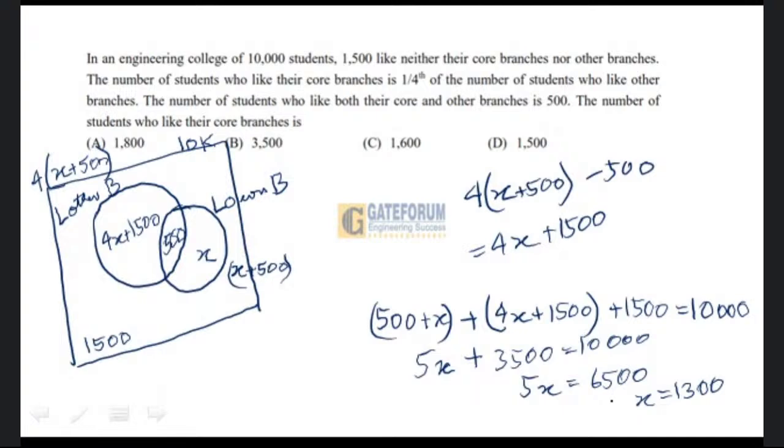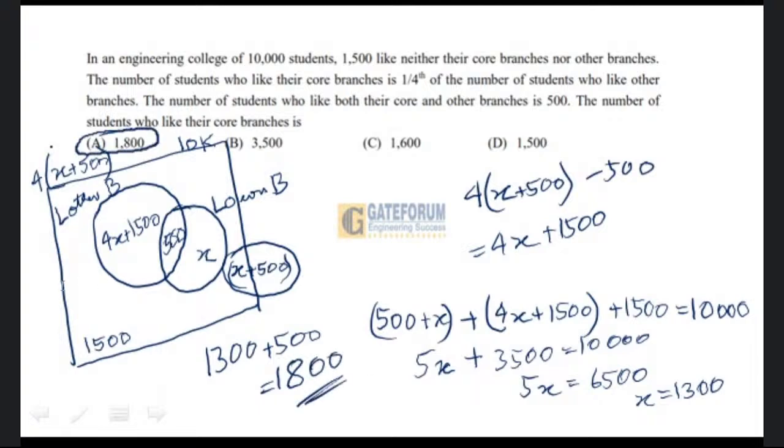I hope we have understood. So what have they asked? The number of students who like their core branches. It means this part has been understood. So the number of students who like their core branches is 1300 plus 500. That is 1800. See, option number A is the answer.